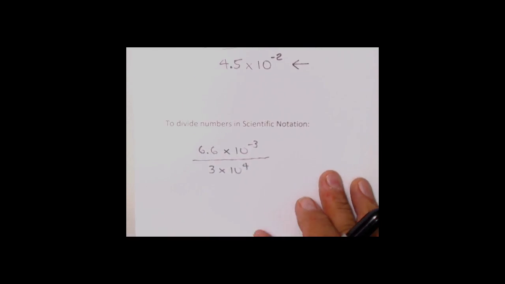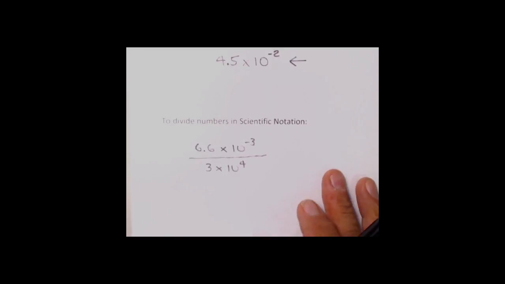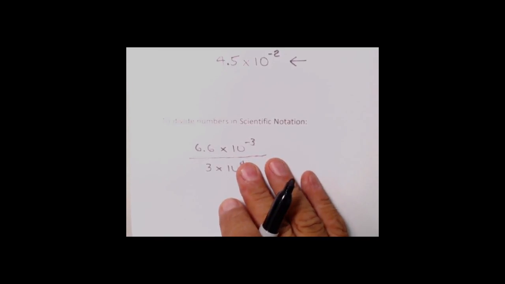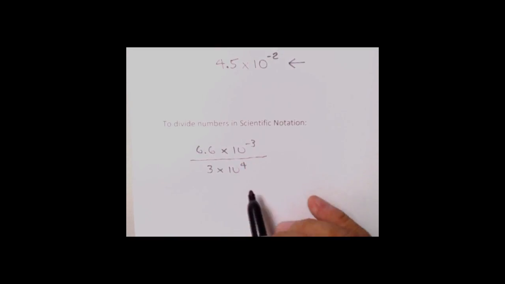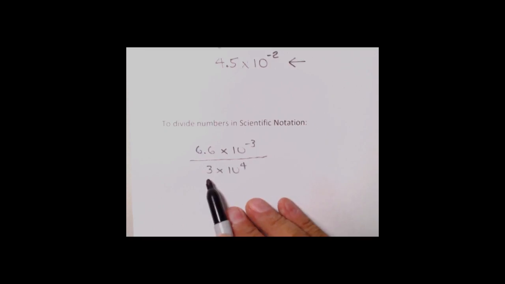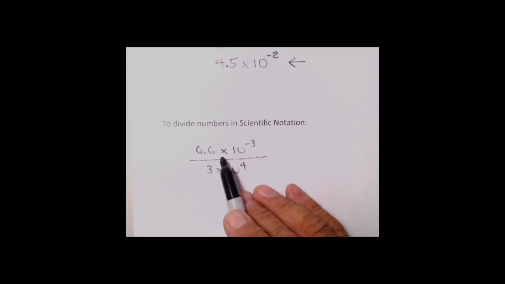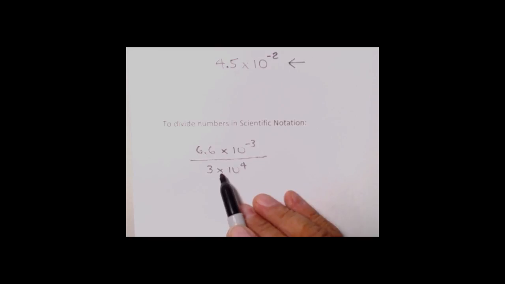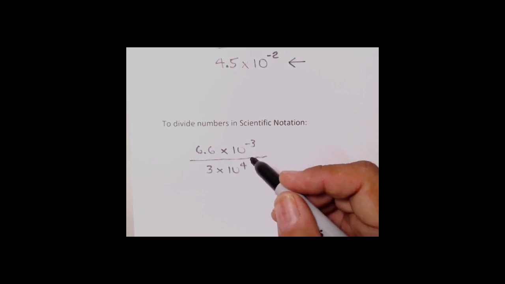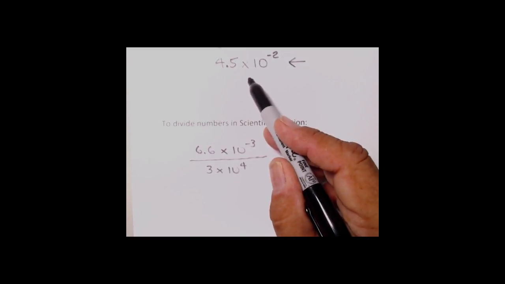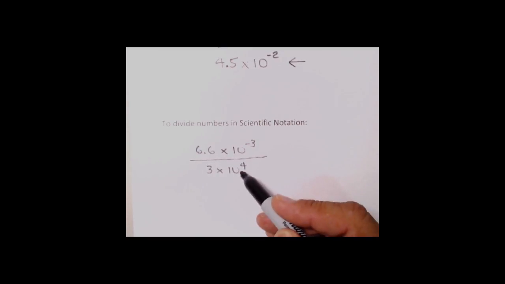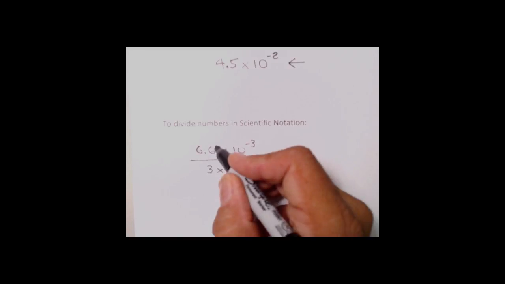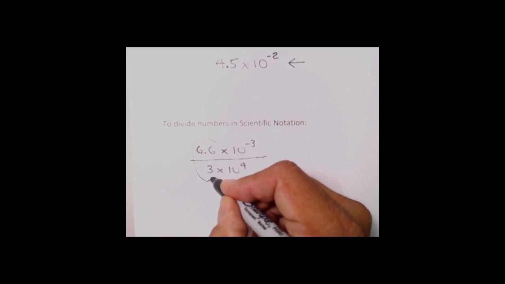Now, what about if you're dividing these guys? Okay, here comes a division example. We've got 6.6 times 10 to the negative third divided by 3 times 10 to the 4. Remember, in scientific notation, the x's here are the old multiplication x's. Now, regular scientific notation answers like the one we got up above have no denominator. So this denominator we've got to get rid of. It's real simple to do. You just take and divide the numbers.